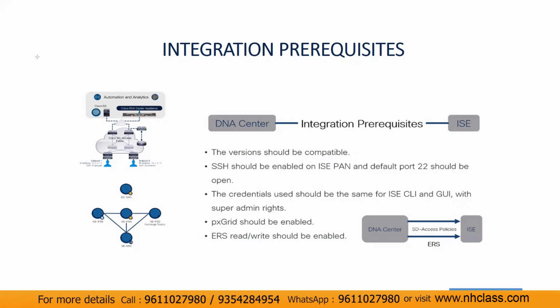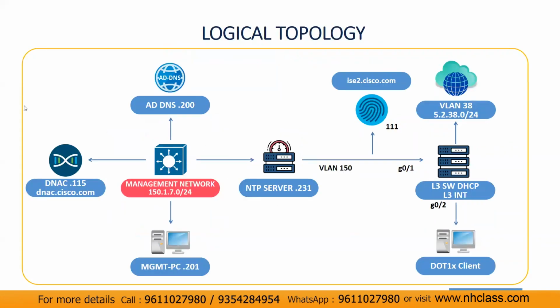Now let's see our lab. In the lab, these are the IP addresses. The subnet is 150.1.7.0 and the IP address is 115 for DNAC and 111 for ISE, and the domain names we have are ise2.cisco.com and dnac.cisco.com. Before doing an integration between ISE and DNAC, you have to check reachability between them. If they are reachable, then only integration will be possible. So let's jump into our lab.